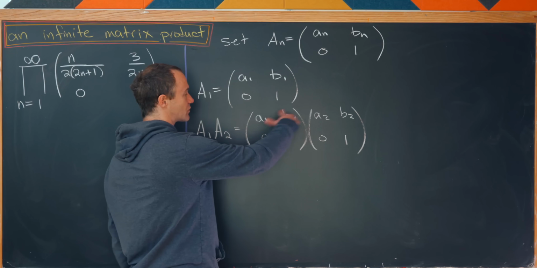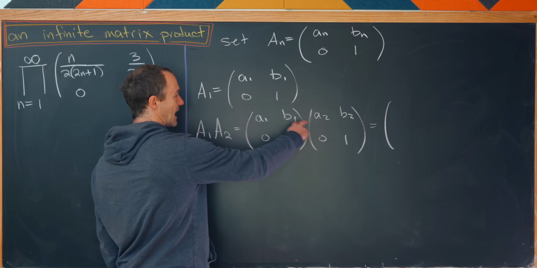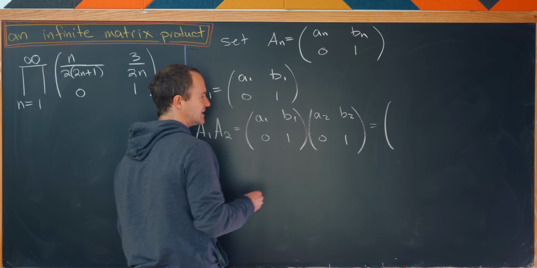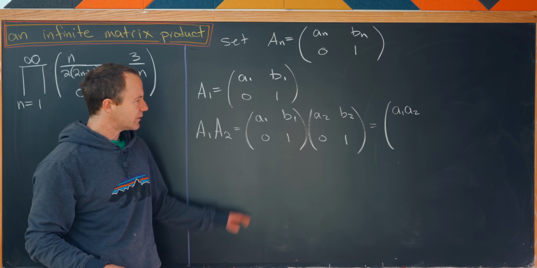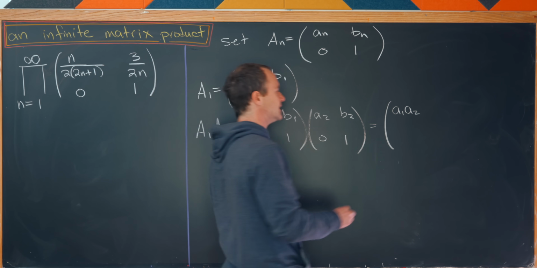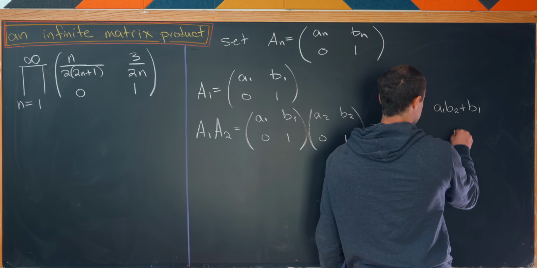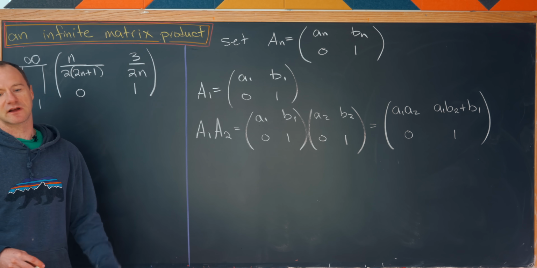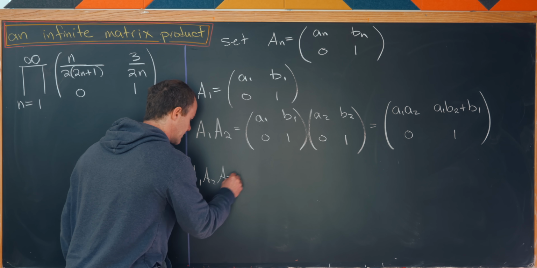We'll take this first row, swivel it into this first column, giving us overlapping a1 and a2 and b1 and 0, and then do the multiplication and the addition. So this will give us a1 a2. And for that upper right term, we'll have a1 times b2 plus b1, using the same method. And then for the bottom row, we have 0, 1. That's pretty clear.